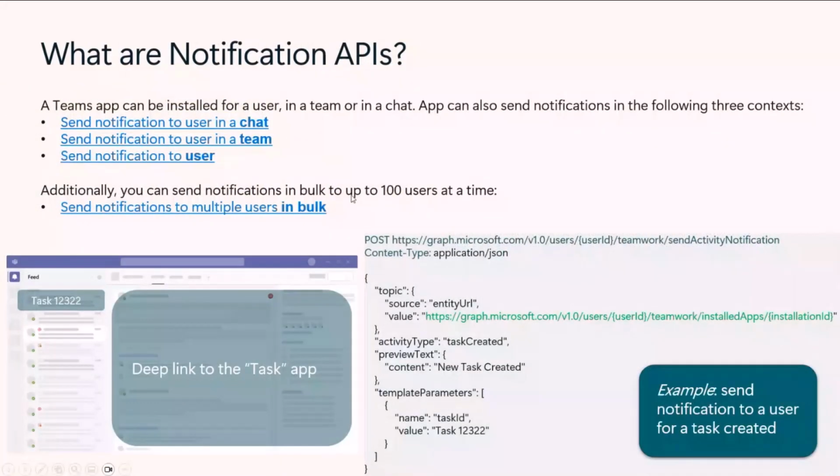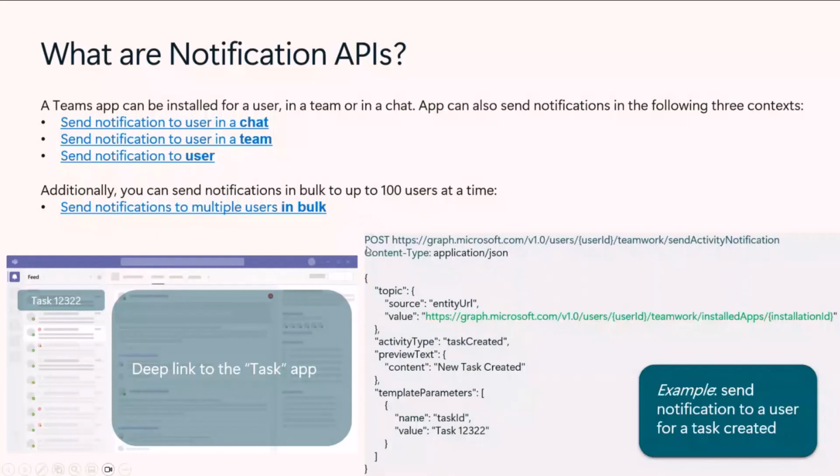So what are the APIs behind the scene? A Teams app can be installed for user, team, or chat, so our API also support the three contexts. You can send notification to all the users in the chat, you can send notification to all the users in the channel, or you can also send notification to a specific user. Additionally, you can send notification in bulk up to 100 users at a time using a bulk send API.